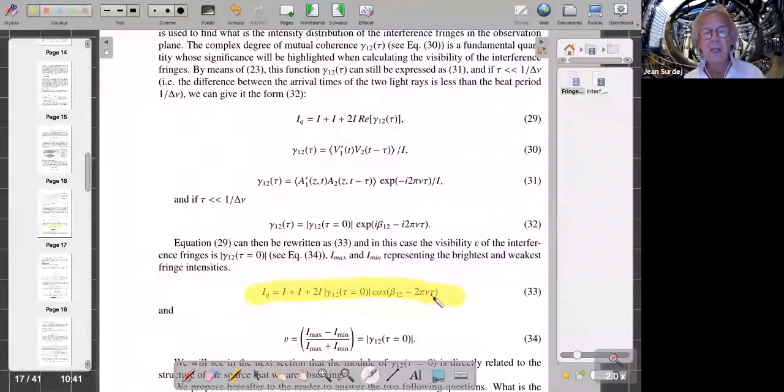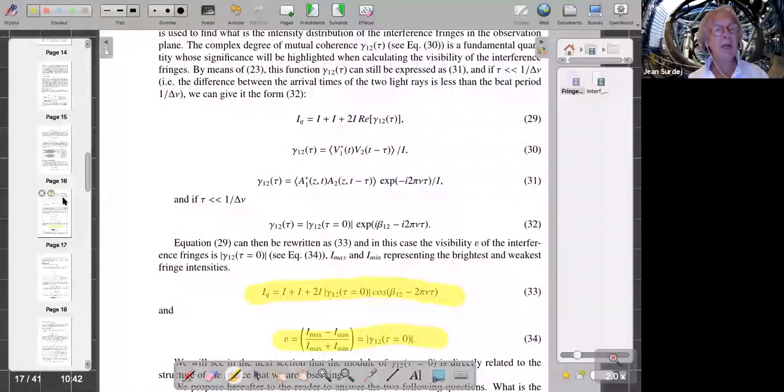From this expression, we saw that if we define an objective measure of the contrast of the fringes, known as the visibility, being the difference between I max and I min divided by the summation of the two, we would find that the visibility is exactly equal to the modulus of the complex degree of mutual coherence. This is a very important result. We don't know yet physically what the complex degree of mutual coherence represents, but we know that it's possible to get it from the measurement of the contrast of the fringes, defined as the visibility.